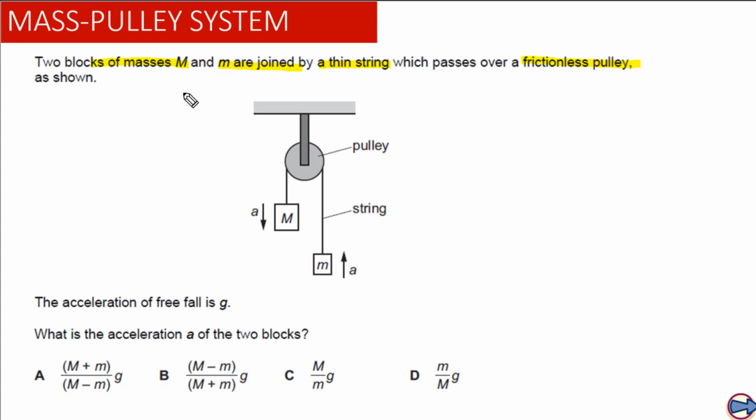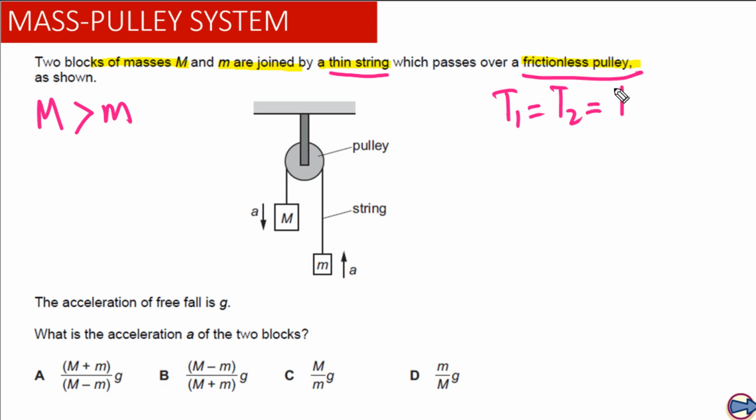So what can we conclude from here? Based on this data, we can say that capital M is greater than small m, and as the string is thin and massless, and the pulley is frictionless, it means that T1 has to be equal to T2, and it has to be equal to T. Later we will discuss what T1 and T2 are. And A1 has to be equal to A2, and we can simply say this is A, because as the string is inextensible, both masses have the same acceleration.